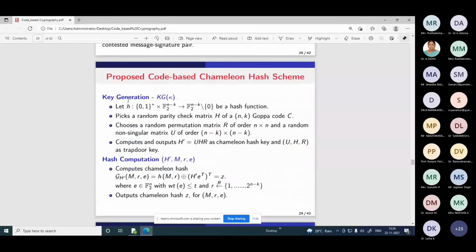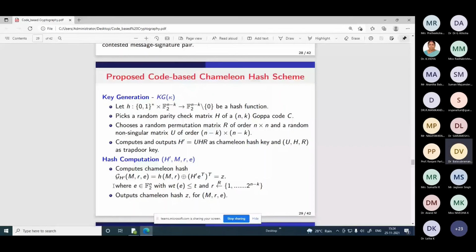So this is our proposed code-based chameleon hash scheme. What we are doing is choosing a Goppa code and finding a chameleon hash with the Goppa code, and we are applying the McEliece cryptosystem on the chameleon hash. Is it clear? The key generation is the same thing.